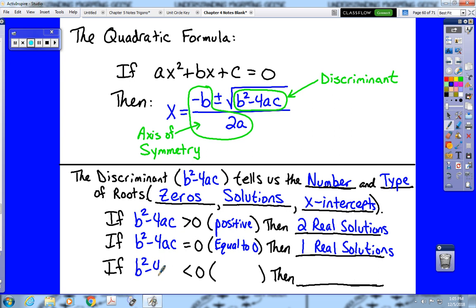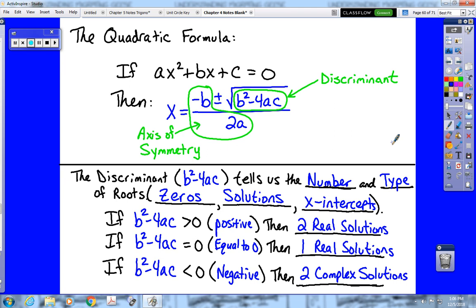Finally, if the discriminant b squared minus 4ac is less than 0, negative, then that parabola does not cross the x-axis. It does not have any real solutions. It does, however, and we will get back to this later in the year as well, have two solutions. They are just not real numbers. They're known as complex solutions, and that will also be discussed in a later lesson. For now, we're just going to need to be able to state that there are two complex solutions if the discriminant is negative. So let's do some examples with the discriminant.